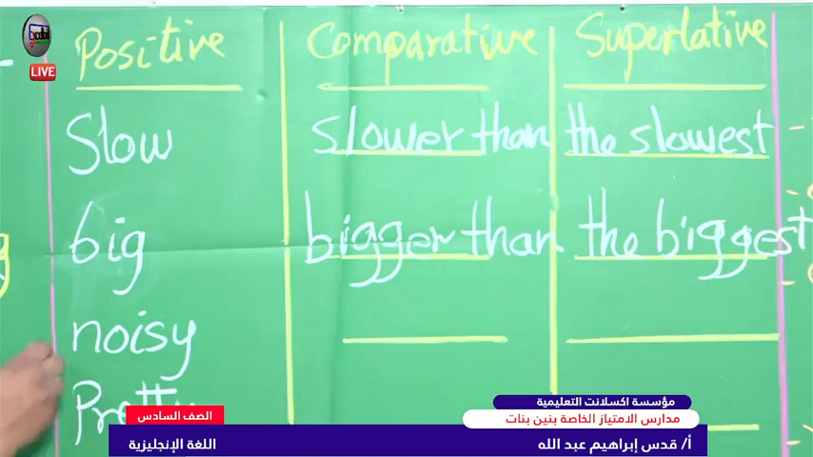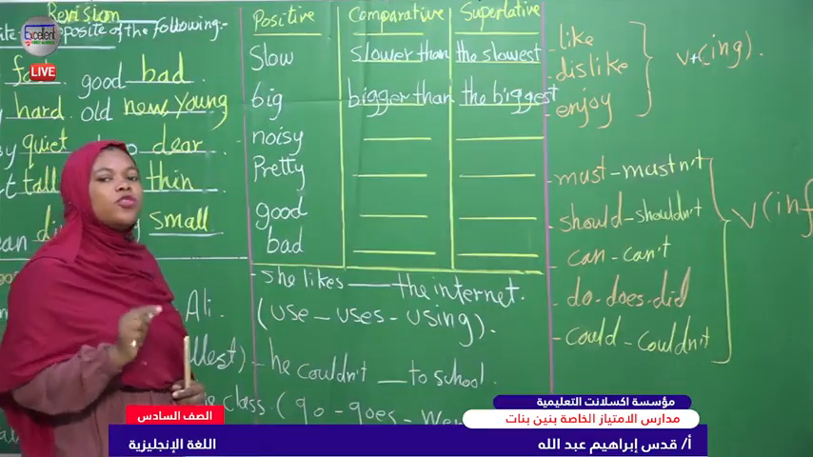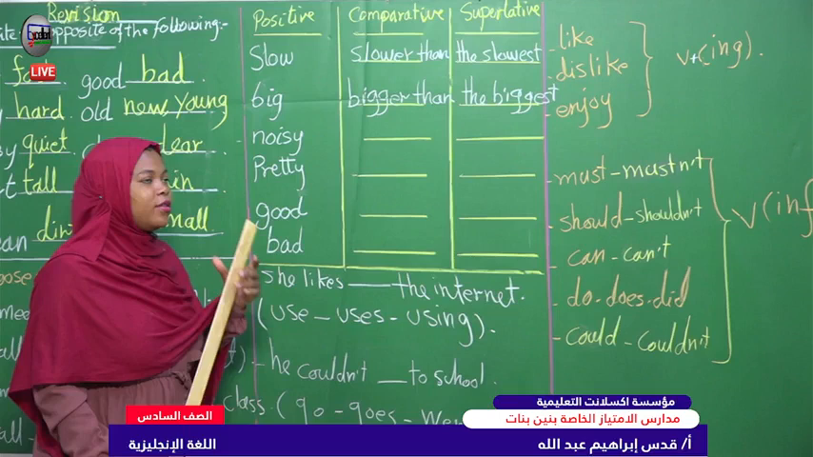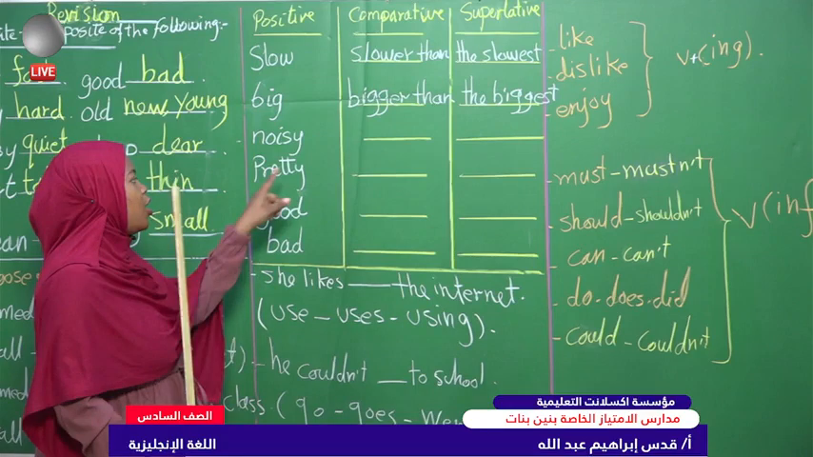We have noisy. As we said, noisy, مزعج. I want to make a comparative. It will become what? It will become noisier than. I add er at the end of the adjective. بضيف er في نهاية الصفة. Noisy becomes noisier than. But here I have to notice two very important things. هنا ننتبه لحاجة مهمة جدا. We have y at the end of the adjective.